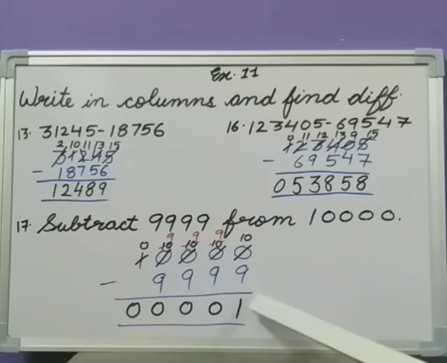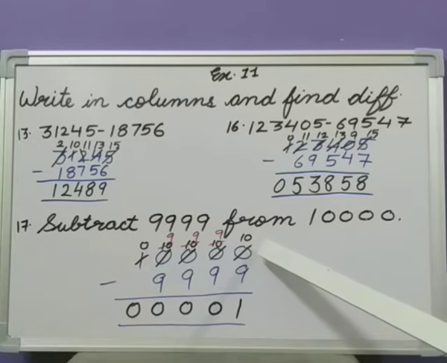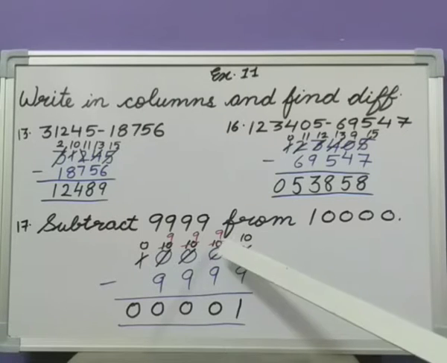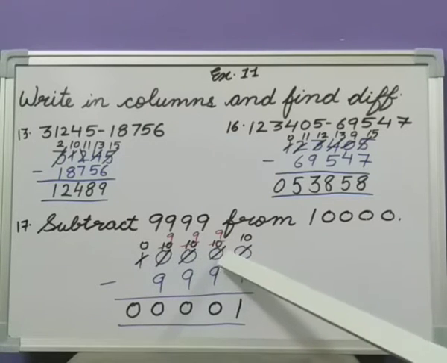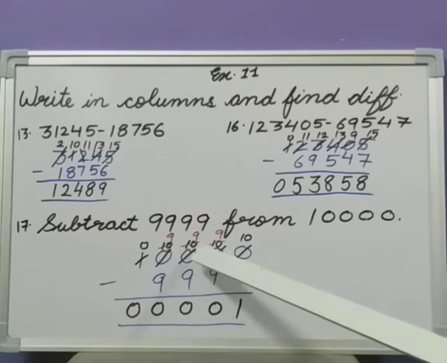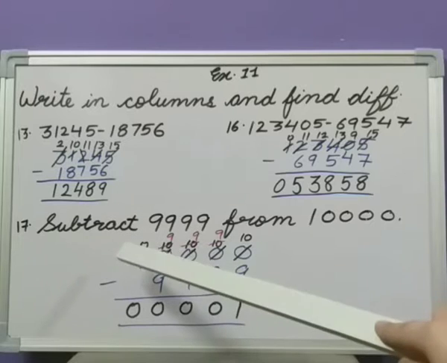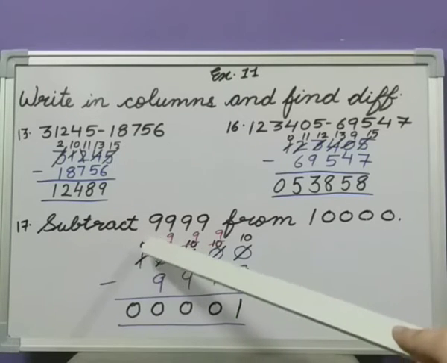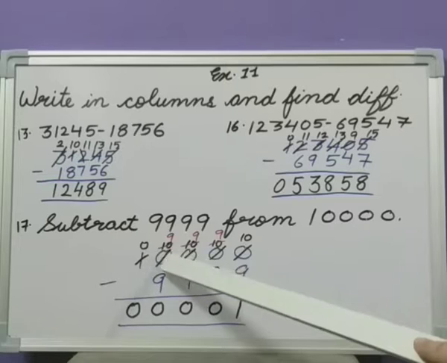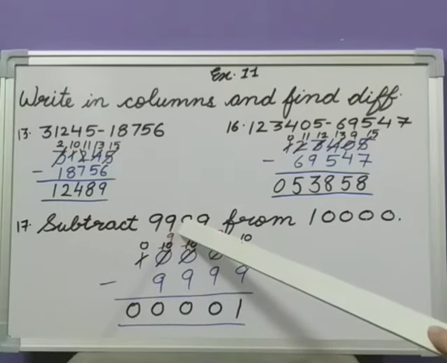10 minus 9 is 1. How have I got this 10? From borrowing this. But this was already 0, so again I have borrowed from this. This was also 0, again borrowed, again 0, and then borrowed from 1. So this becomes 0, this will become 10. Now it will lend to the next number, so it becomes 9.